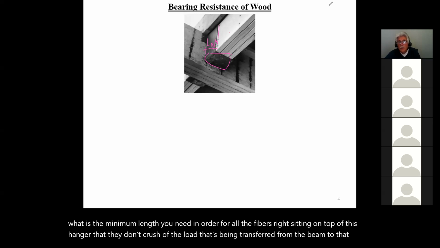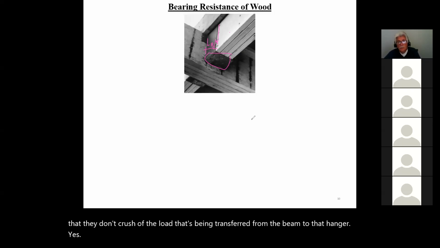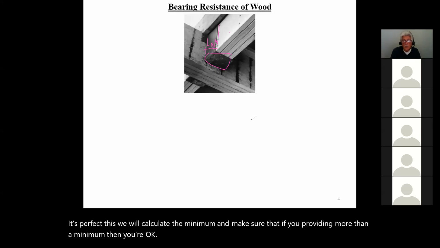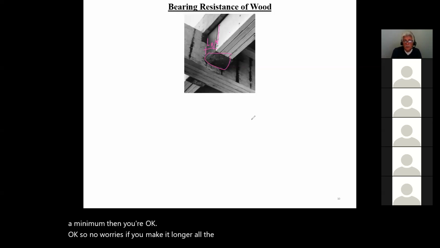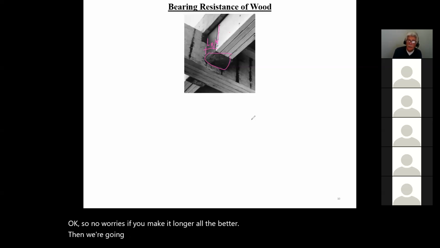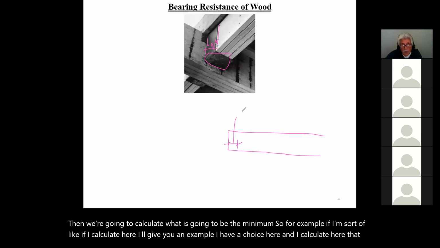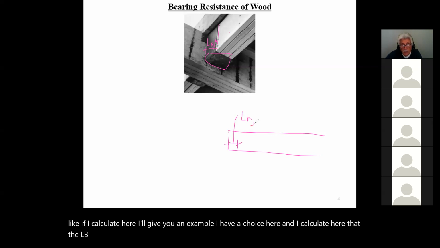Sir? Yes. So if you make it longer, it's perfect. We'll calculate the minimum and make sure that if you're providing more than the minimum, then you're okay. In other words, if you make it longer, all the better. You understand? We're going to calculate what the minimum is. Let me give you an example. I have a joist here, and I calculate that the LB required, let's say I do my calculation, is 24 millimeters. That's what I need.